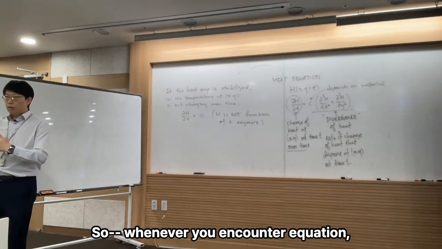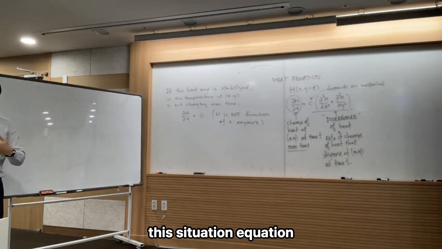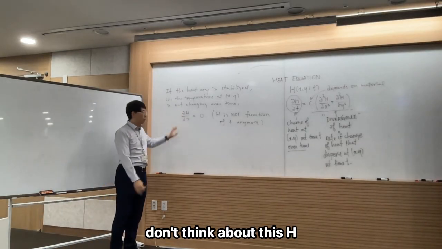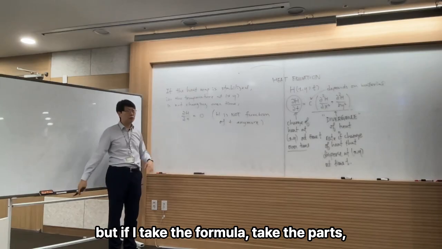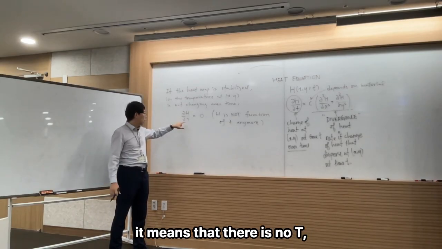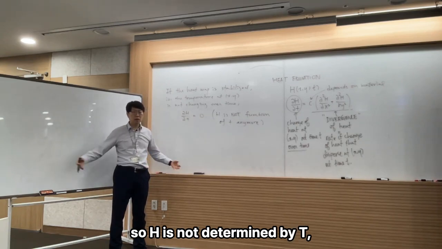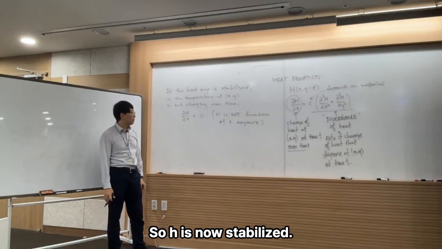Whenever you encounter an equation, you have to be able to think of it in a physical sense. Let's say we have this equation. Don't think about h as just a formula, where I take the partial derivative and it goes to 0. Think about the meaning. It means that there's no t. That means h has nothing to do with t, so h is not determined by t. We can ignore the effect of time. So h is now stabilized.